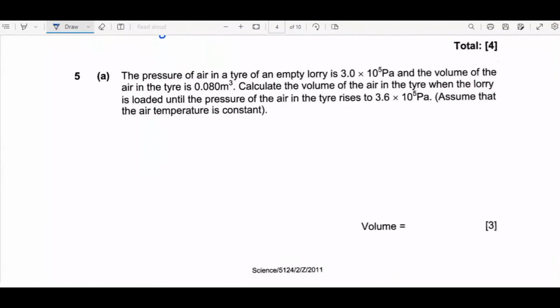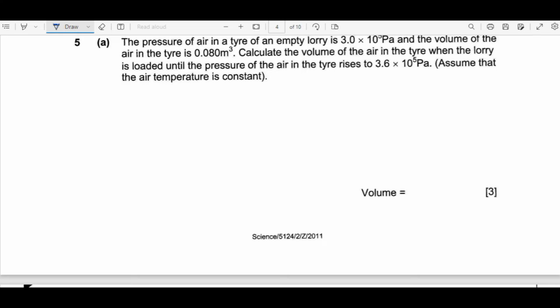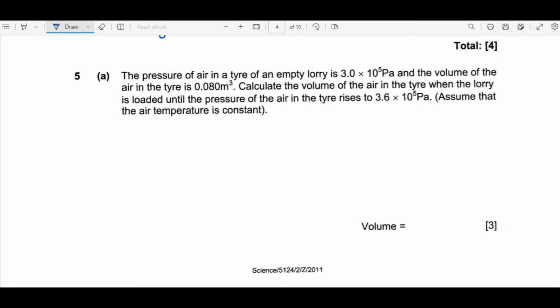Okay, we move on to question 5. The pressure of air in a tire of an empty lorry is 3.0 times 10 to the power 5 Pascal, and the volume of the air in the tire is 0.08 meters cubed.